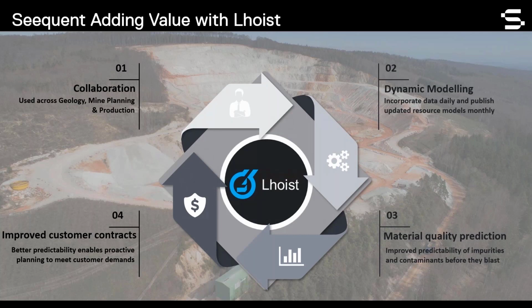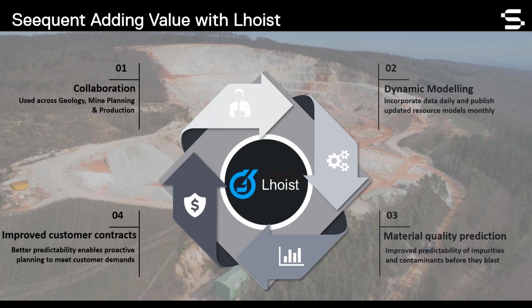Now, one of the best examples we have, I don't know if you've seen the Lhoist case study. It's been sent out in some of the material we've distributed recently. Lhoist are a great example where using our products has driven collaboration across technical teams and radically improved their workflows. They've moved from a reactive model to one where data is incorporated into the model on a daily basis. And this provides Lhoist with a predictability of impurities and contaminants before they blast.